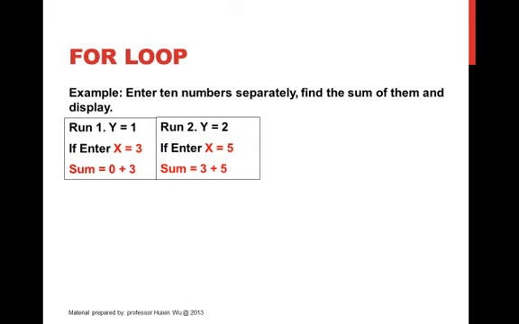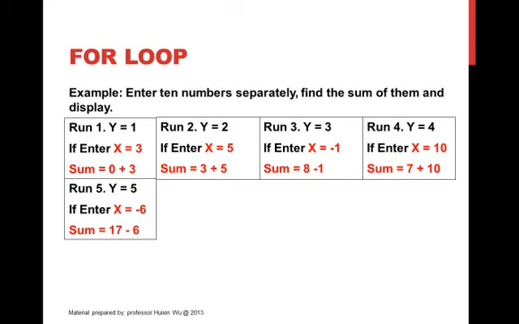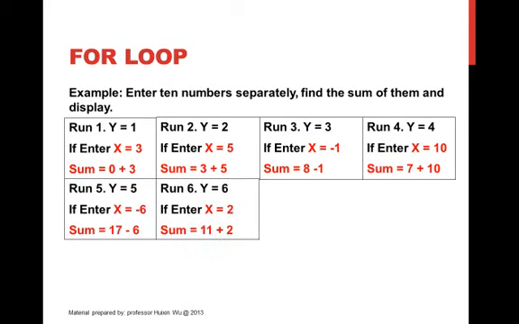For example, in the third run, x equals -1, sum will be equal to 7. For the fourth run, if x equals 10, the sum will be 17. For the fifth run, if x equals -6, the sum will be 11. For the sixth run, if x is equal to 2, the sum will be 13. For the seventh run, if x is equal to 4, the sum will be 17.